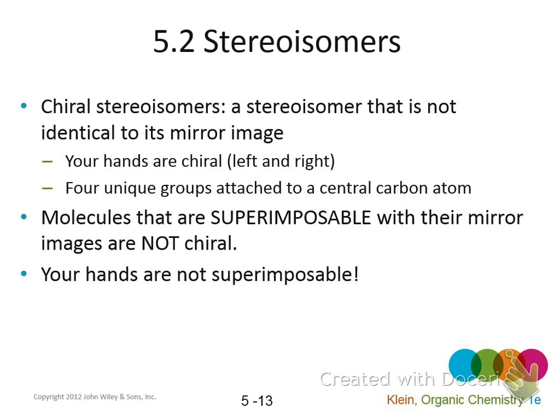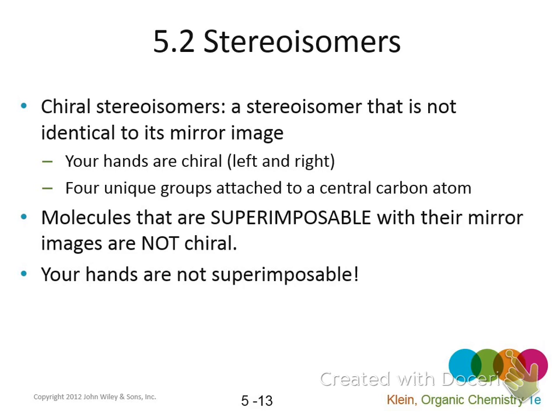Now, there's another kind of stereoisomer, and this is the one that albuterol is. It's known as a chiral stereoisomer. And chiral comes from the Greek, I believe, maybe Latin, but I think it's the Greek for hand or handedness. Okay, so you could have a left-handed molecule, or you could have a right-handed molecule. Your hands are chiral. That's why we use this term.